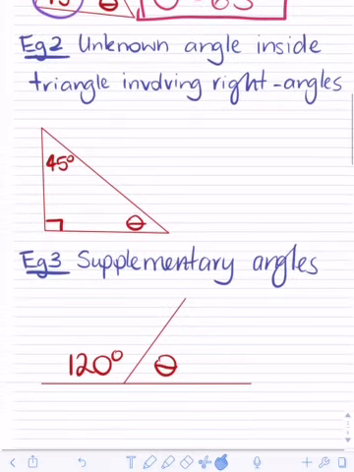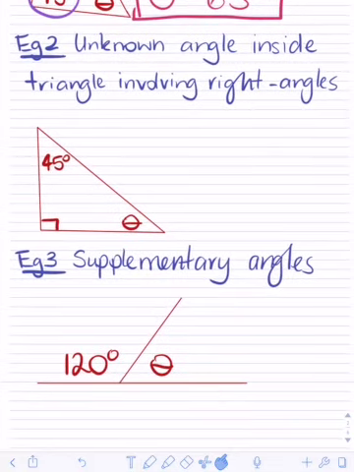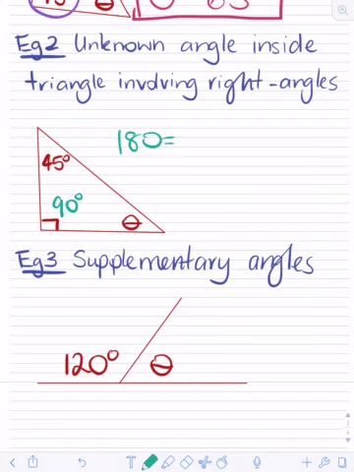Let's go to example 2, which is unknown angles inside a triangle that involve a right angle. So we know the right angle is 90 degrees, so we can label that as 90 degrees before we even start. I like to label it just so I know. Just like the previous example, those three angles have to add up to 180 degrees. So I know that 180 equals 45 plus 90 plus theta.